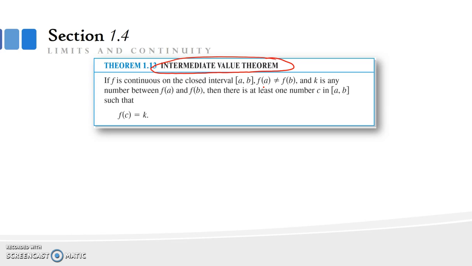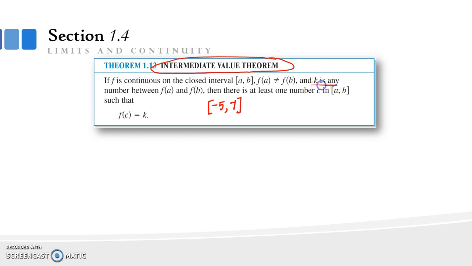So let's think about this in terms of numbers. If I give you a closed interval, so let's say our closed interval is -5 to 7, and f of -5 is not the same thing as f of 7. So my y values are not the same for those two x values. Those x values don't produce the same two y values.